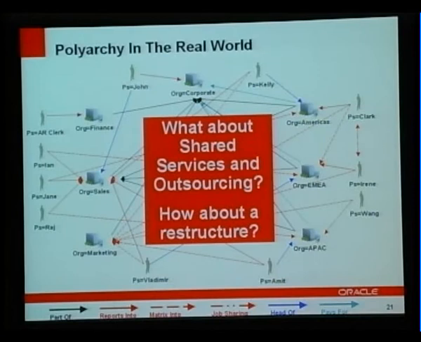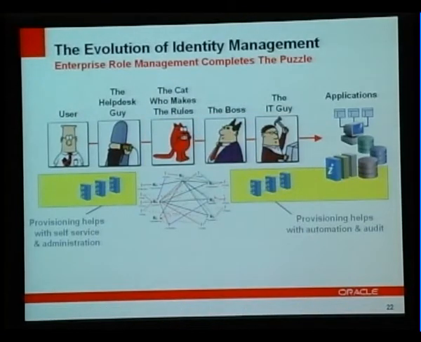So what we are concerned about here really is about shared services and outsourcing, and how about restructuring and so forth. So a lot of business impacts would put a lot of pressure on this polyarchy in the real world and on being able to represent it in the digital world. So the evolution of identity management comes to having to be able to manage roles better.